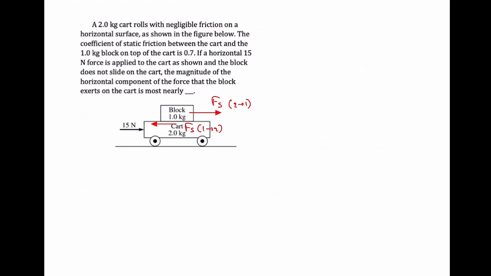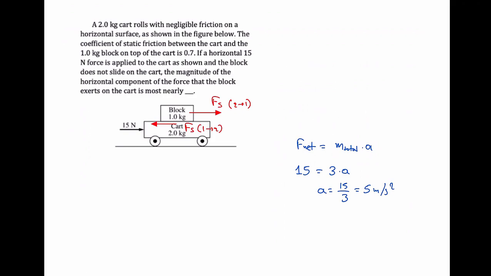Now, in order to find the force of friction, first we need to find the acceleration of the system. And in order to find the acceleration of the system, we consider these two objects as one. So the F net is equal to the total mass multiplied by the acceleration of the system. The only external force is the 15 Newton force. The total mass is 3 kg and the acceleration will be 15 over 3, which is 5 meters per second squared. And now that we found the acceleration, we can find either the force from object 2 to object 1 or from object 1 to object 2.